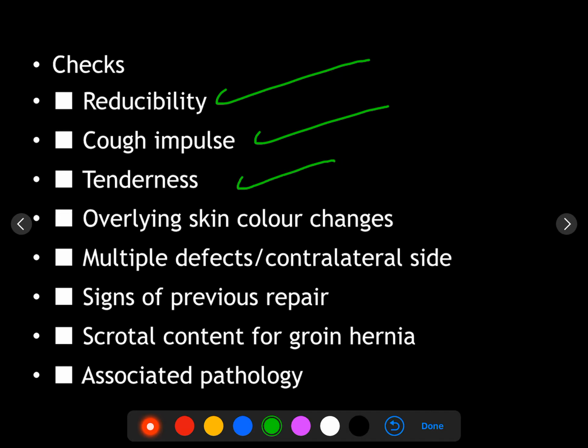If the overlying skin is normal, okay, no problem. But if it is pink or dusky in color, this may give us hints of strangulation.